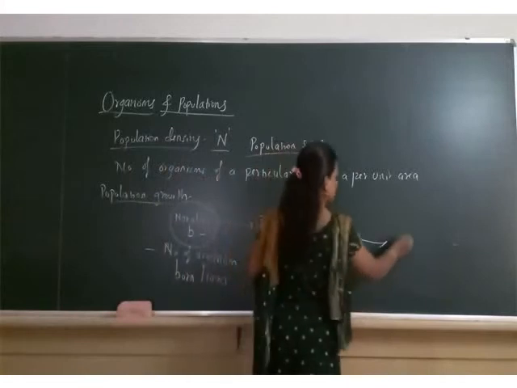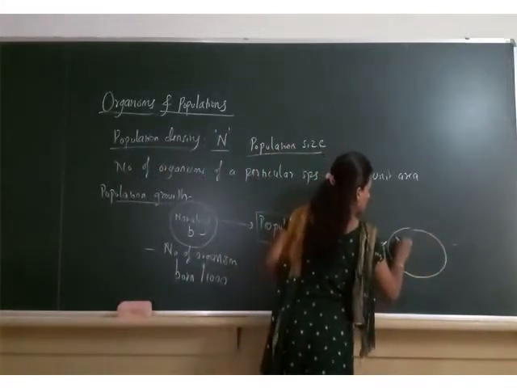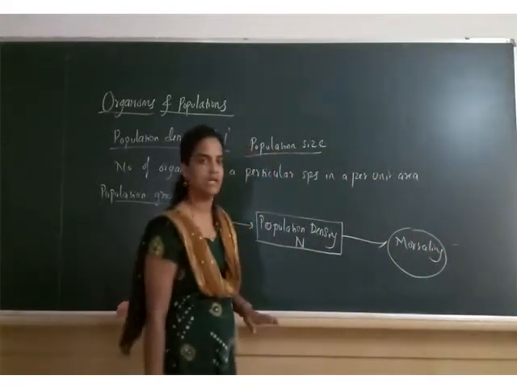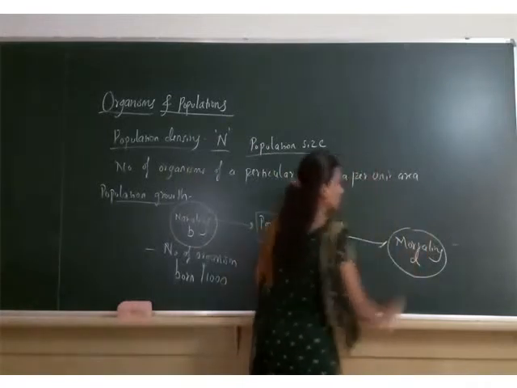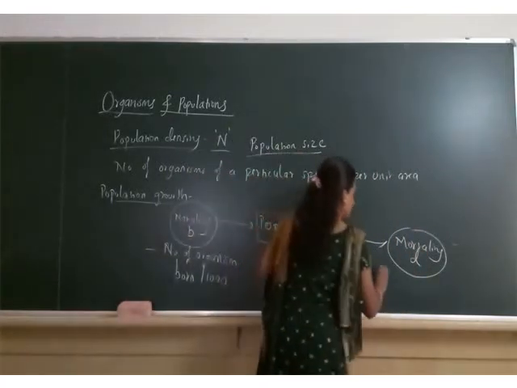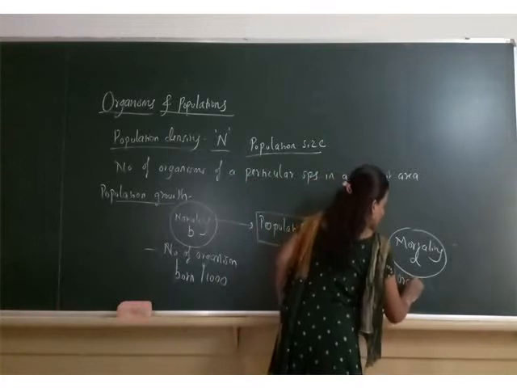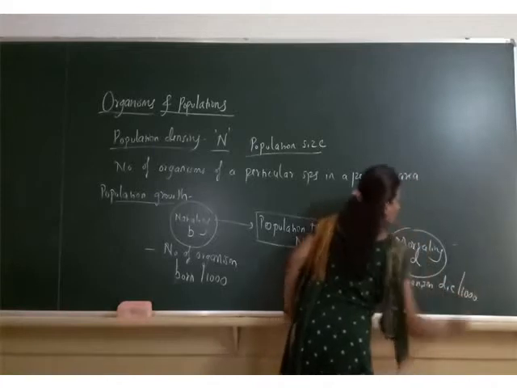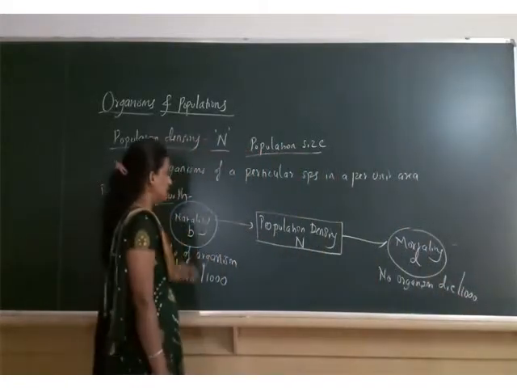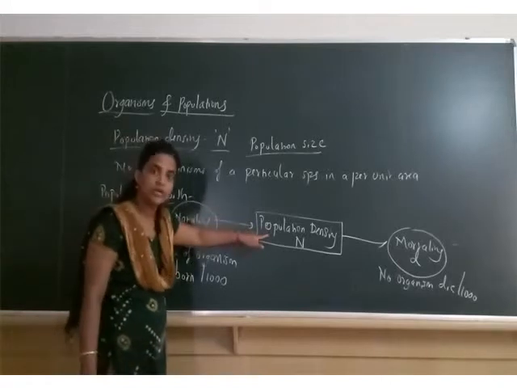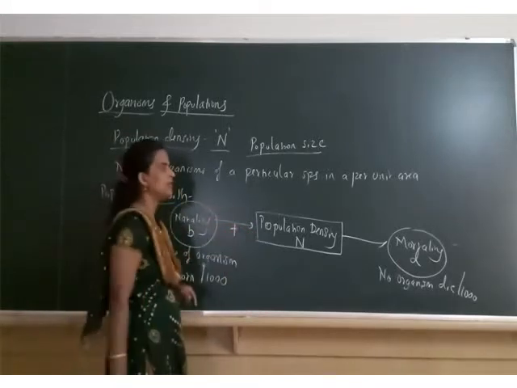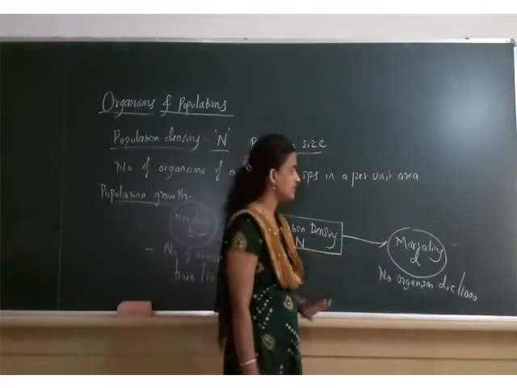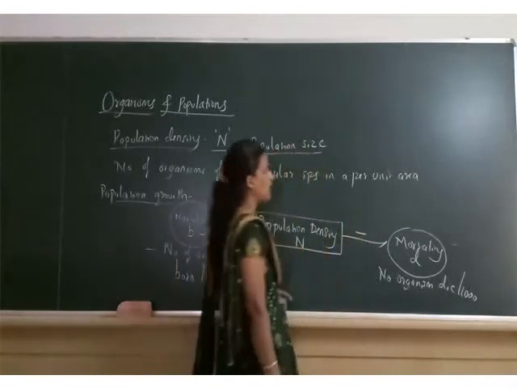And the second depends on mortality. Mortality means death rate, represented by small d. That is the number of organisms that die per 1,000 organisms, called mortality. Here, organisms are added to the population, represented by plus. Here the number of organisms is going to decrease, represented by minus.